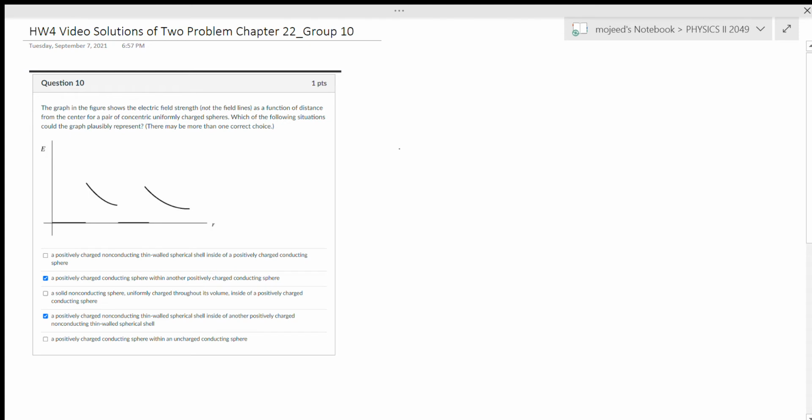Hello, this is Majid Ashale, and I will be covering question 10 from chapter 22 of Gauss's law and electric flux. This question is talking about a graph that shows the electric field strength as a function of distance from the center for a pair of concentric uniformly charged spheres, and it asks which of the following situations could the graph plausibly represent. There may be more than one correct choice.